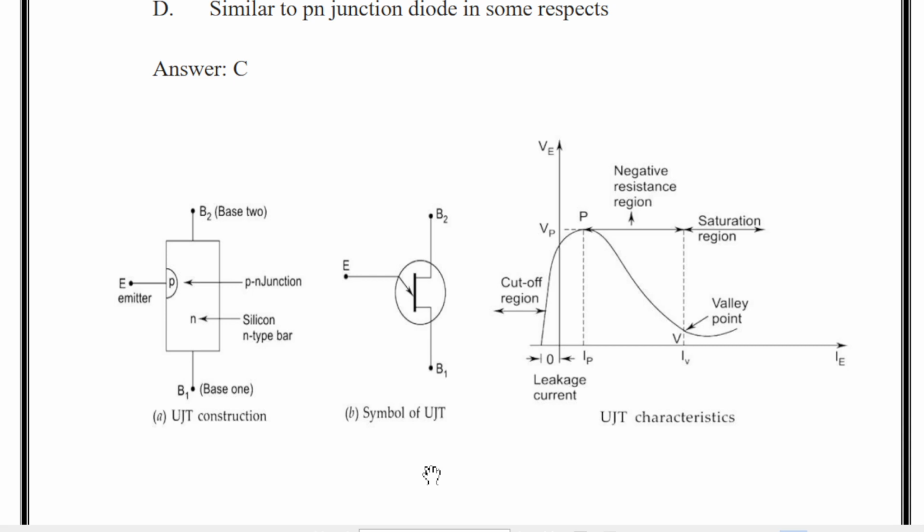Now you can see the UJT characteristics in this figure. This figure shows the curve between emitter voltage and emitter current of a UJT at a given voltage VBB between the bases. This is known as the emitter characteristics of UJT.